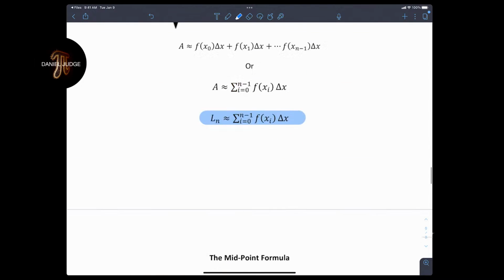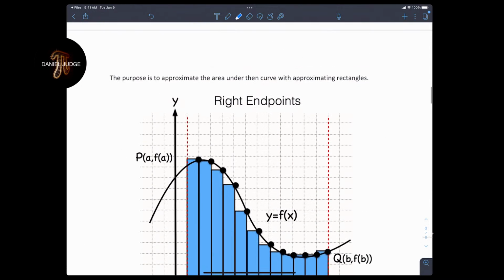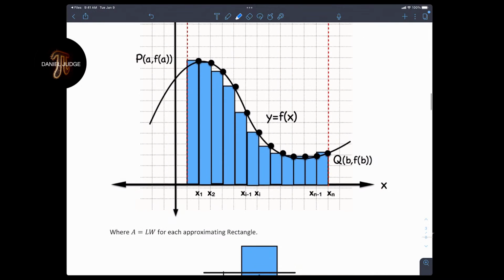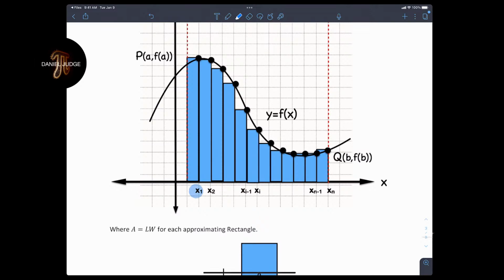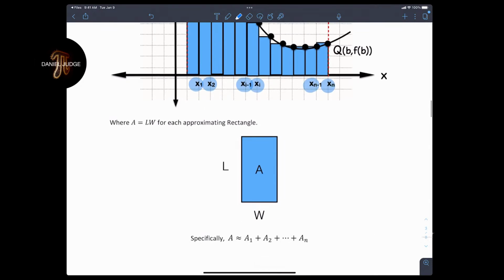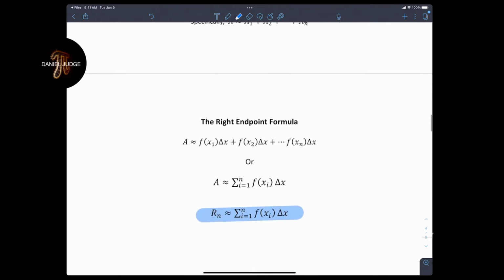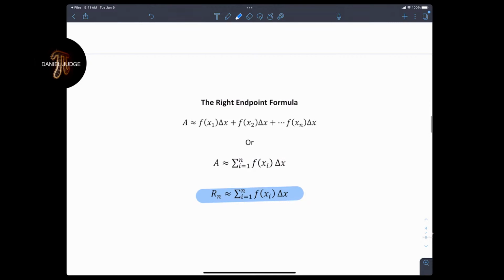So remember, go back, left endpoint rule, right endpoint rule. Start with the right endpoints. All the right endpoints are down here. x1, x2, xi minus 1, xi, xn minus 1, all the way up to xn. These are the right endpoint values for the right endpoint rule. Again, with its formula. We'll use that.